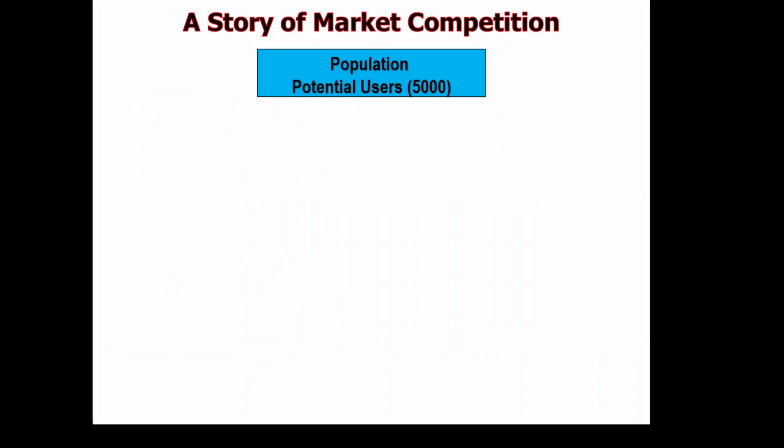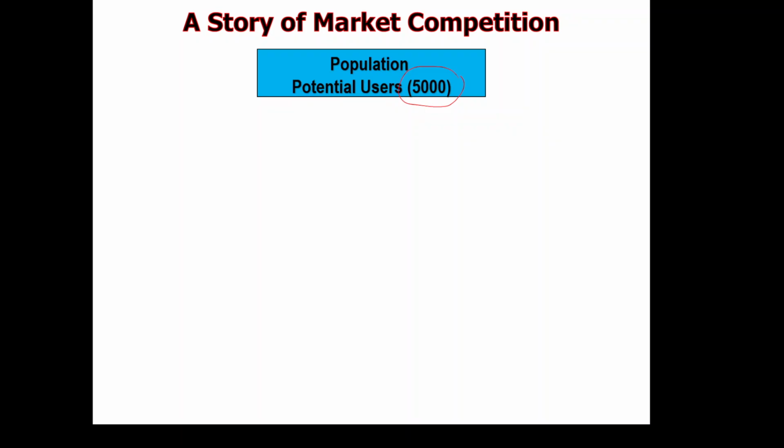So initially we have a population of potential users, 5,000 customers. You might be wondering why I always use this 5,000 number here. The reason is that we are using AnyLogic PLE, which has some limited capabilities. The PLE, the Personal Learning Edition, is limited to 5,000 agents.